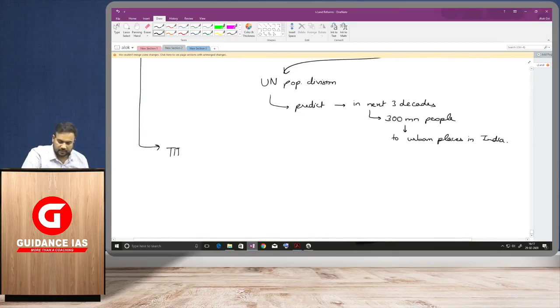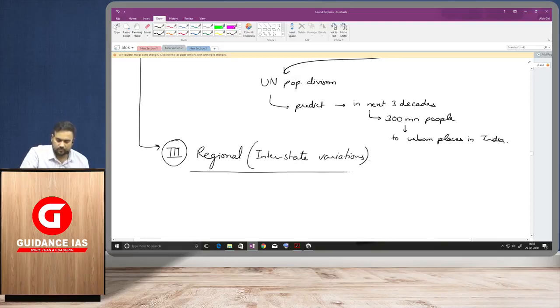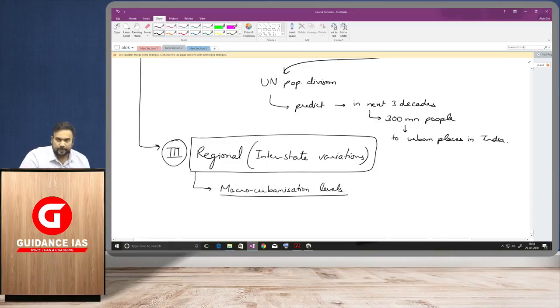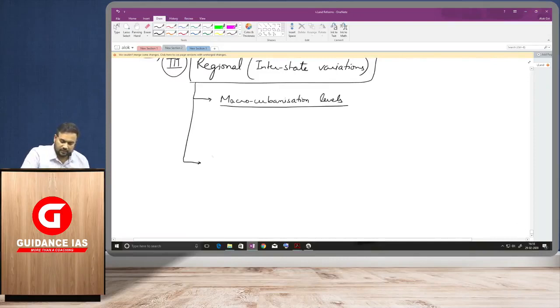Third aspect is there are regional, or I can say interstate, variations. Interstate variations are there. अब interstate variations में दोनों की बात कर लेते हैं. One is the macro urbanization levels, and the second one is the growth pattern. Macro urbanization levels and the growth pattern.